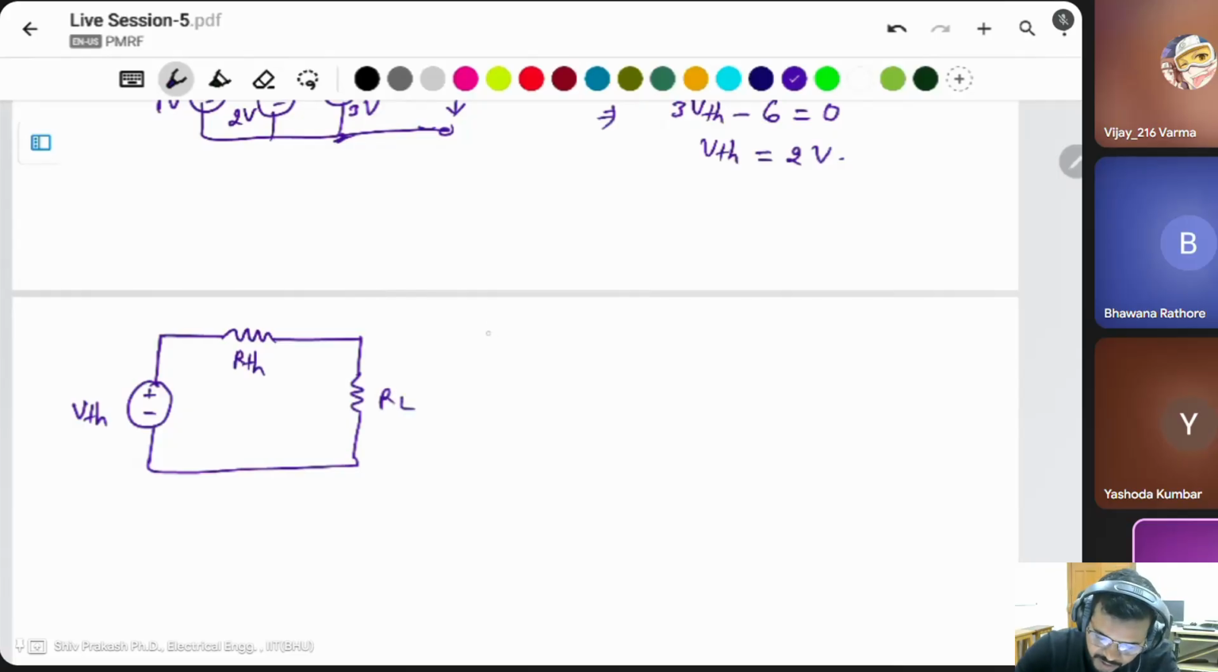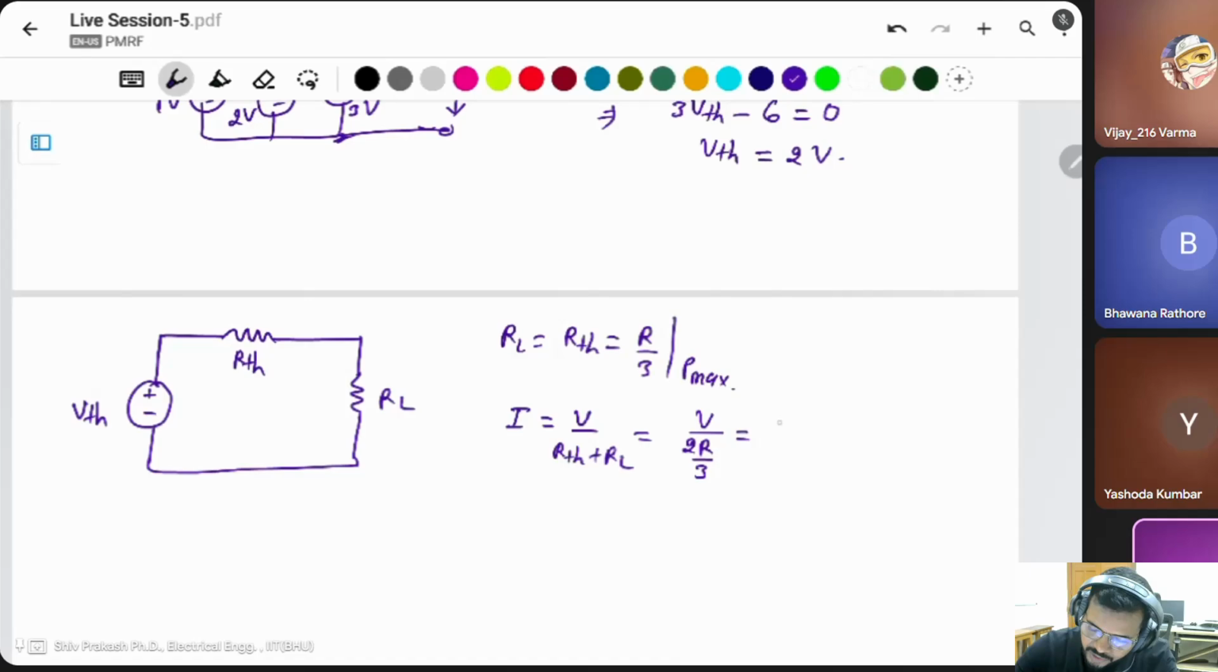What is the maximum power transfer? For P max, RL is equal to RTH, which is R by 3. And what is the power? I is equal to V by total R, RTH plus RL. Both are the same, R by 3. Then V divided by 2R by 3 is equal to 3 by 2 into V by R, where V is VTH here.